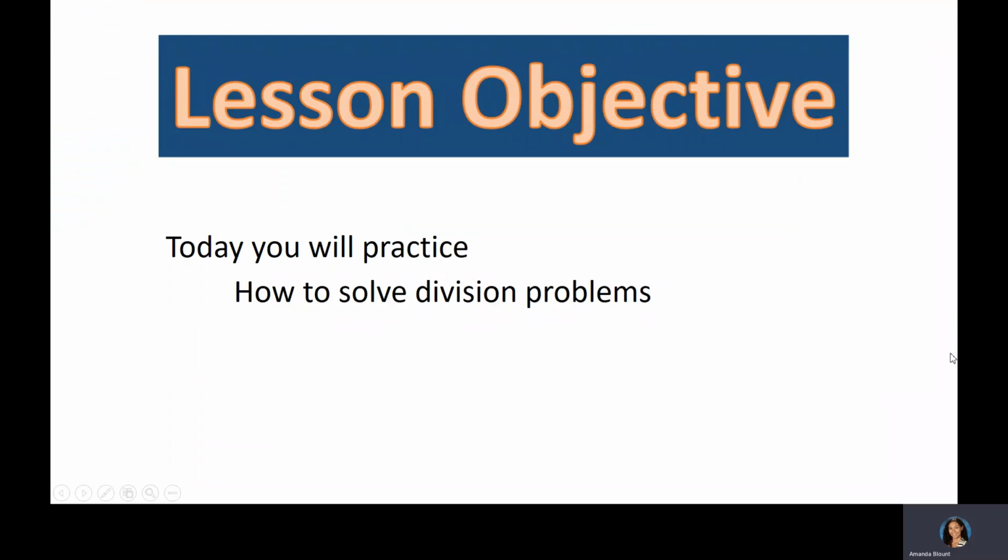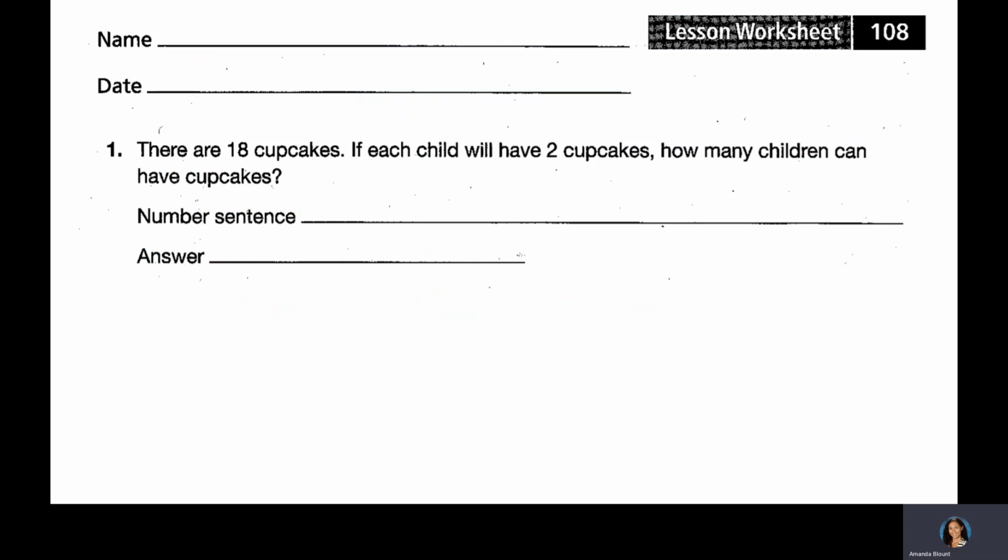Hello everyone, and in today's lesson you will practice how to solve division problems. Last week we went over different ways to solve division problems. We can act them out, we can draw a picture, or we can use our multiplication and mental computation to solve. Let's get started. You can open up your workbooks to page 621 to lesson worksheet 108.